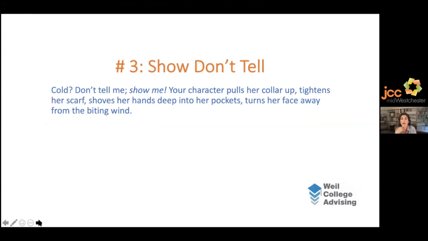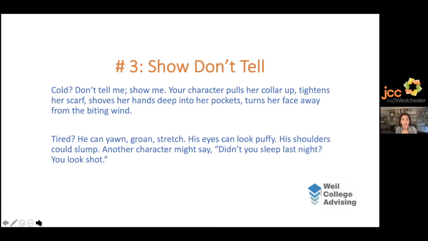Your character pulls her collar up, tightens her scarf, shoves her hand deep into her pockets, turns her face away from the biting wind. That is showing. Don't tell me your character is cold. Say it in a different way. I have another example here. Tired. He can yawn, groan, stretch. His eyes look puffy. His shoulders could slump. Another character might say, again, these are examples of show, don't tell.